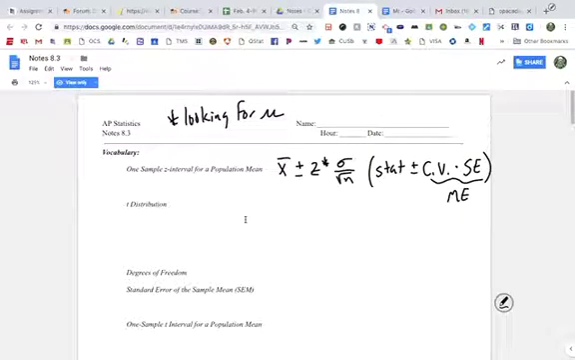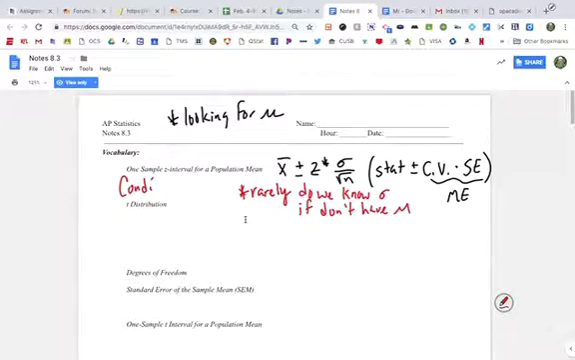Now the problem with this is it's very rare. So rarely do we know the standard deviation if we don't have our mean. Okay? So very rarely are we actually going to be able to do that. All right? And then we're going to list the conditions below. So we'll come back to what conditions have to be met in order to do a one sample z interval for a population mean. Now, like I said, it's very rare that you have all the conditions you need for a z interval for a population mean.